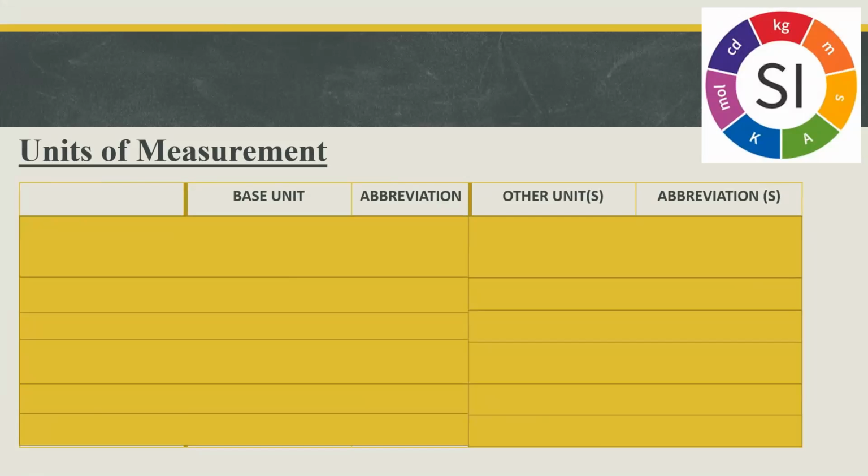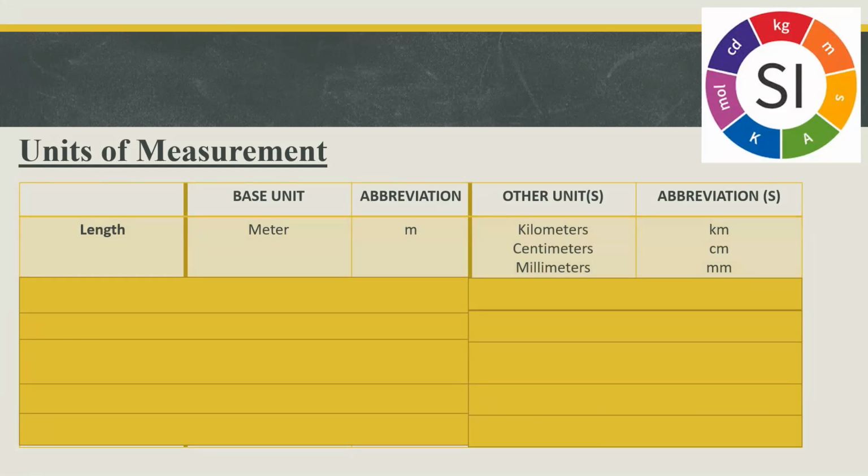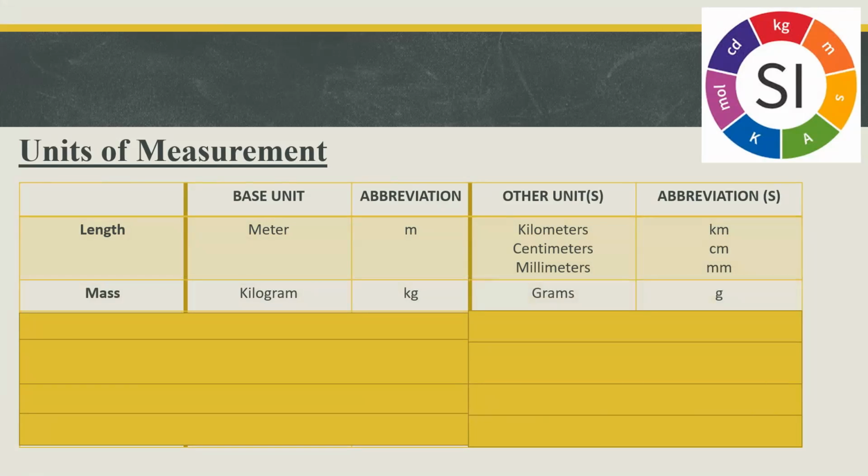So in your notes, make a little chart and copy this down. Length: our SI base unit is meter, abbreviated lowercase m. You can also have kilometers, centimeters, and millimeters. Their abbreviations are seen there, all lowercase. Mass: the base unit is kilogram, kg, once again lowercase. The other most common unit is grams, lowercase g.